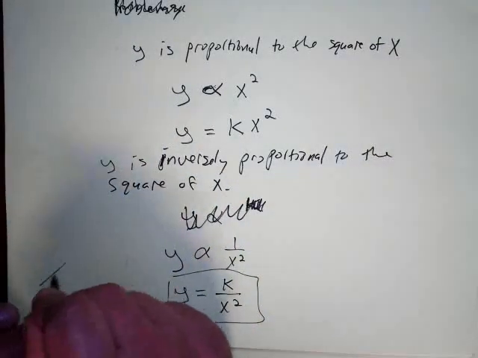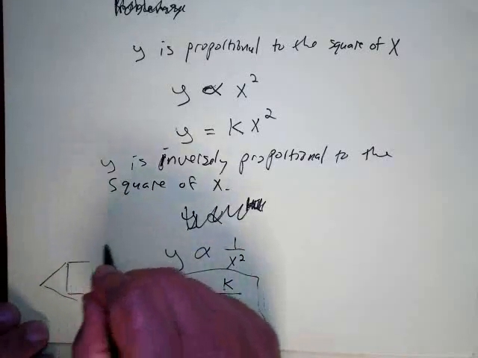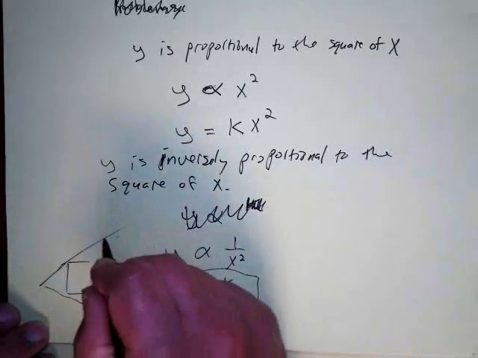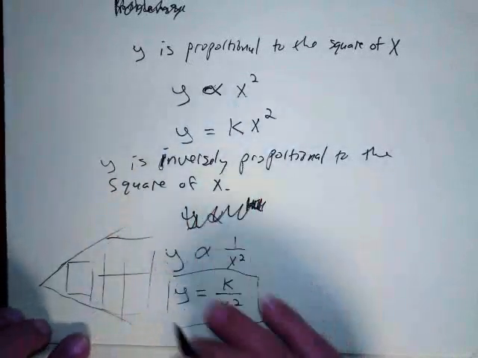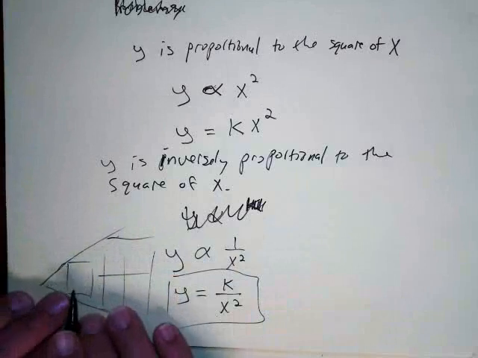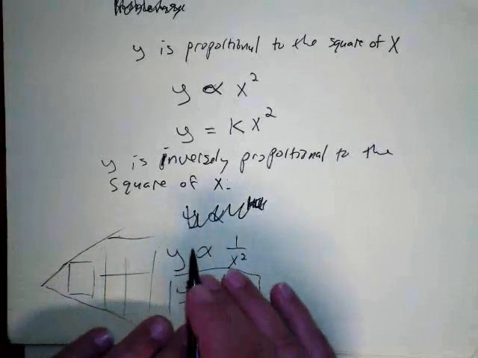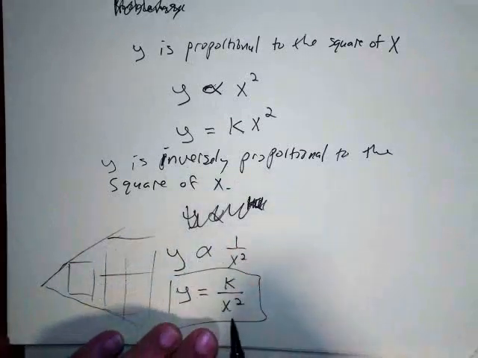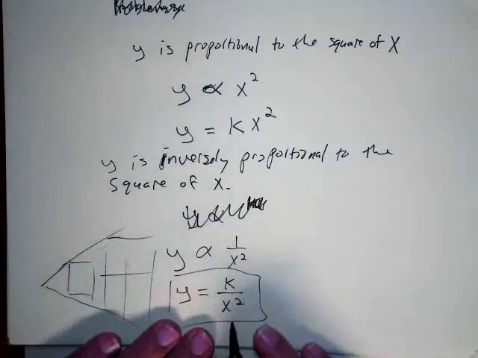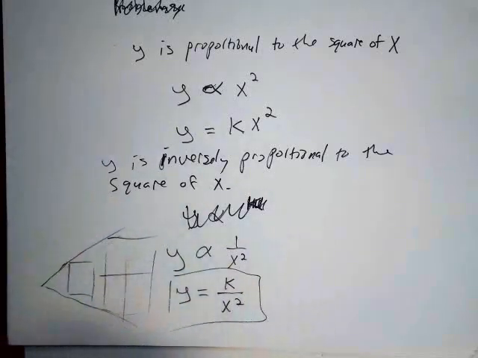Let me try to draw a picture of this. If you're 1 unit away, you would get 1 square, but if you're 2 units away, then you would get 4 squares, and 3 units away you'd get 9 squares. The intensity of the light is all focused there, but 2 units away it's spread out, and 3 units away it's spread out even more. It's inversely proportional to the square of x. And you see this a lot in gravity, the formula for gravitation, and other things in science.